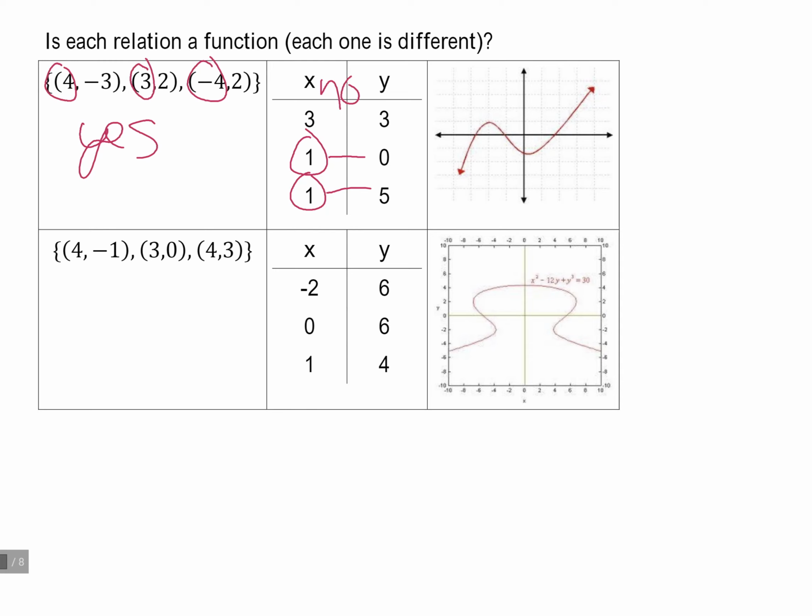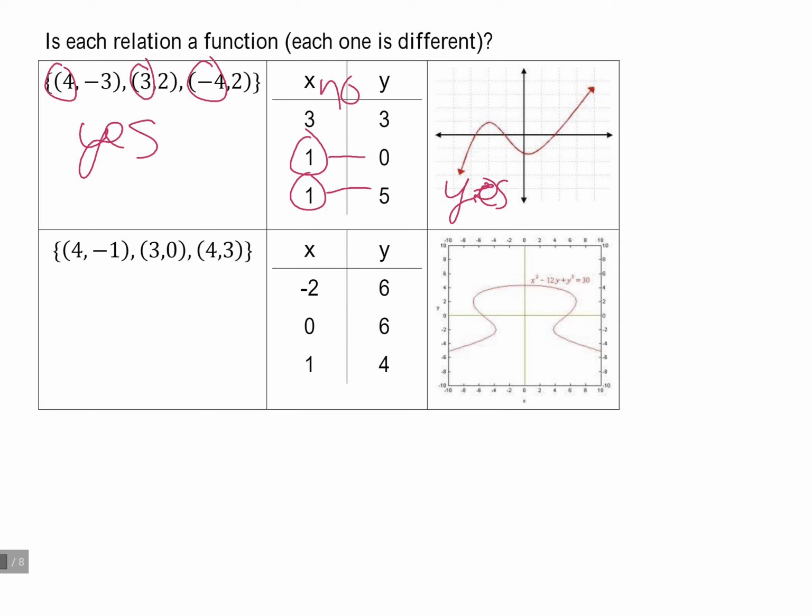For the third one, this is a graph, so it needs to pass the vertical line test. We can just take a pencil or something. Imagine passing your pencil over the graph of this thing. And if the pencil touches the graph in more than one place at any given moment, then it fails the vertical line test. And if we pass this over, do we touch the graph at more than one point at any time? The answer is no. Therefore, this graph passes the vertical line test, and it is a function. So yes is the answer. Okay, that's how you do that.